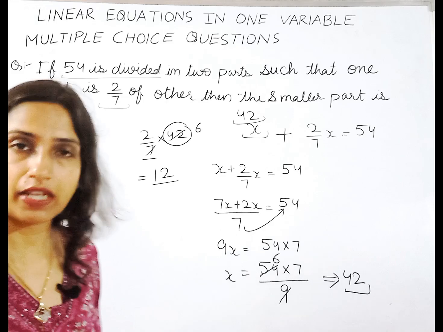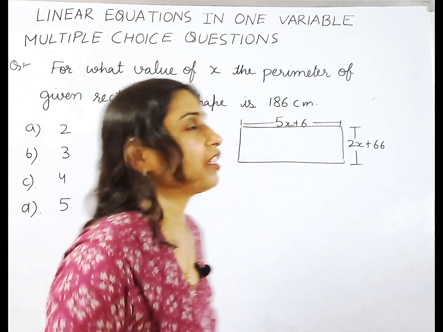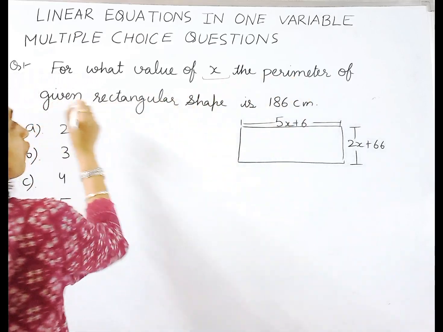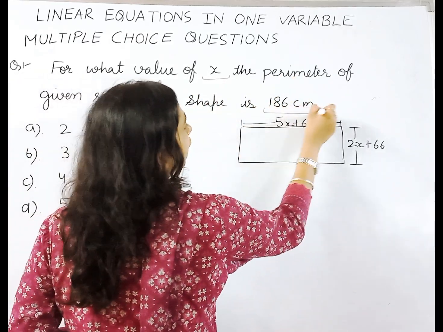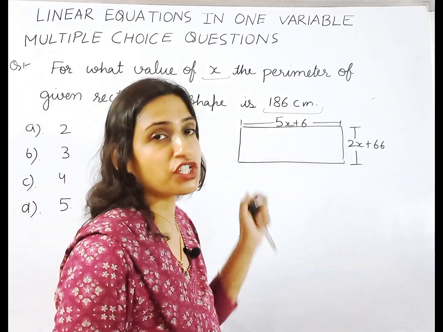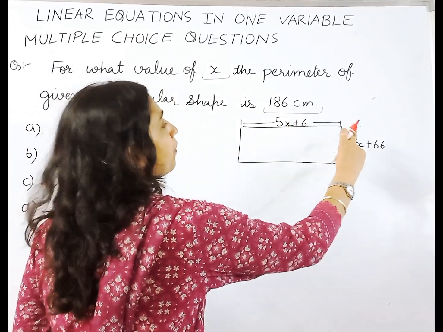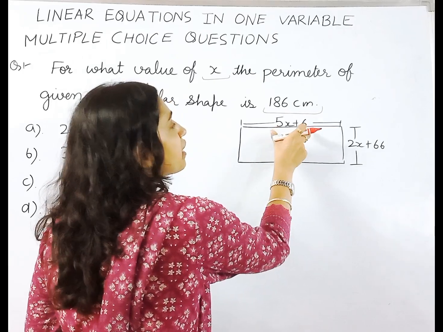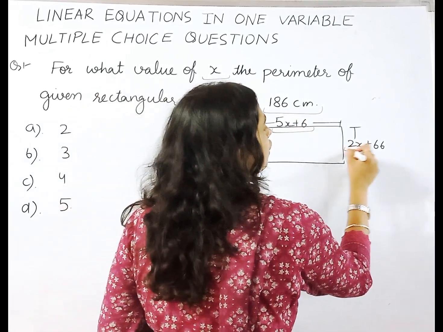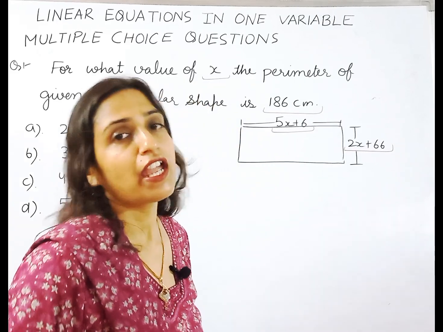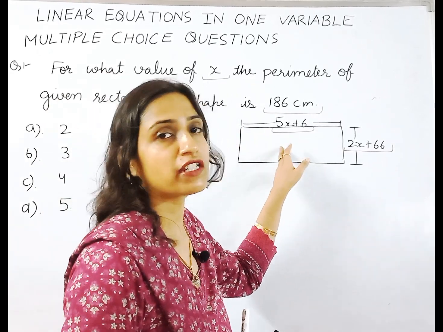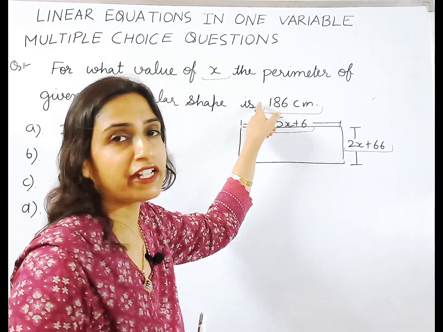Option number A. So our next question is, for what value of x is the perimeter of the given rectangular shape 186 centimeter? So now we are given a rectangular shape whose length and breadth are given in terms of algebraic expressions. The length is 5x plus 6 and the breadth is 2x plus 66. And we have to find the value of x for which the perimeter of this rectangle becomes equal to 186.